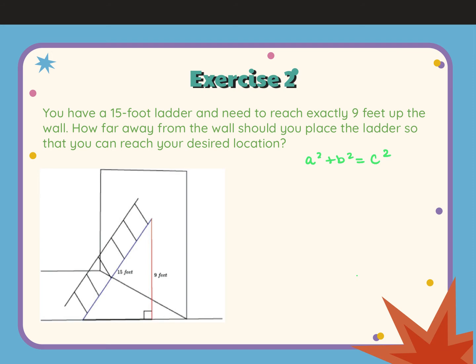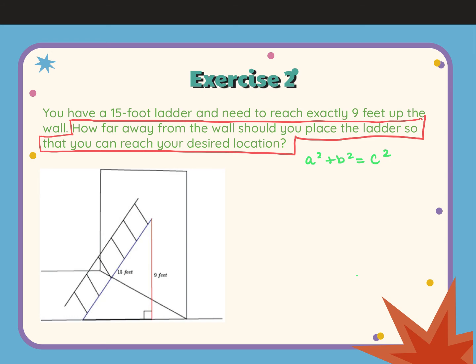All right, so again, we are going to box the question. How far away from the wall should you place the ladder so that you can reach the desired location? All right, so we're going to underline important information. So we know the ladder is 15 feet. We know it's 9 feet up the wall. Key vocabulary, again, we can take a look at. We have feet or foot, and then it's not really much, again, here to knock out. So this works with any type of word problem, no matter how big or small, but sometimes there's not a lot of information for you to knock out.